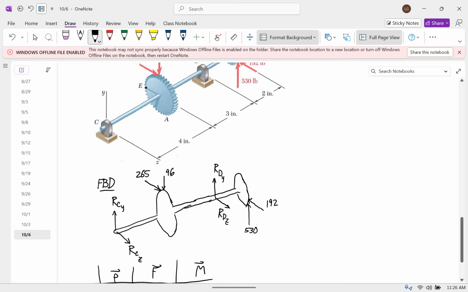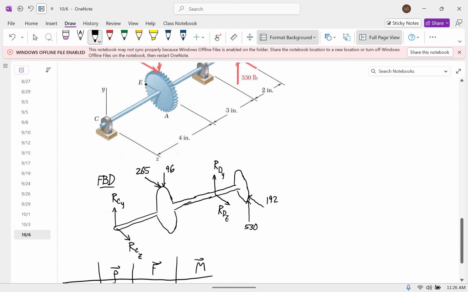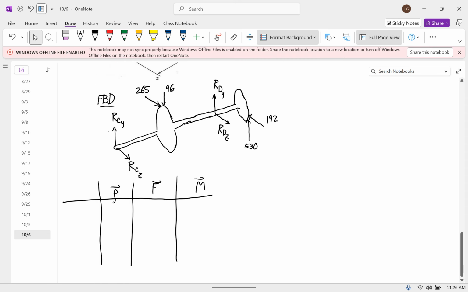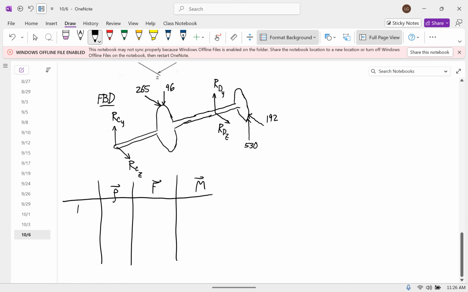I'm going to use their origin, and I'm also going to use that as the about point. So that's my about point. So for the force vector RC, the row vector is 0. The force is 0, RCY, RCZ. Moment is 0.